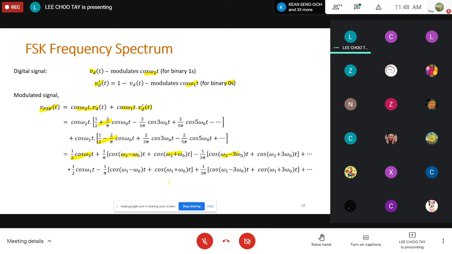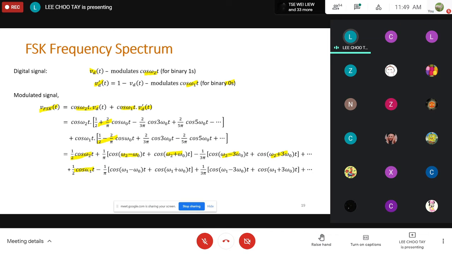Here is the second set of lower sideband and upper sideband for your third harmonic. And then for the fifth harmonic, you also have a pair of sidebands, and the seventh harmonic too. All the odd harmonics are going to have sidebands, two pairs of sidebands. That is for the binary 1 modulated signal.